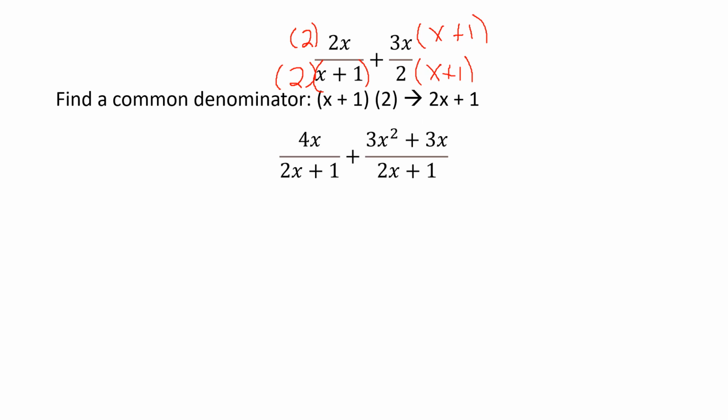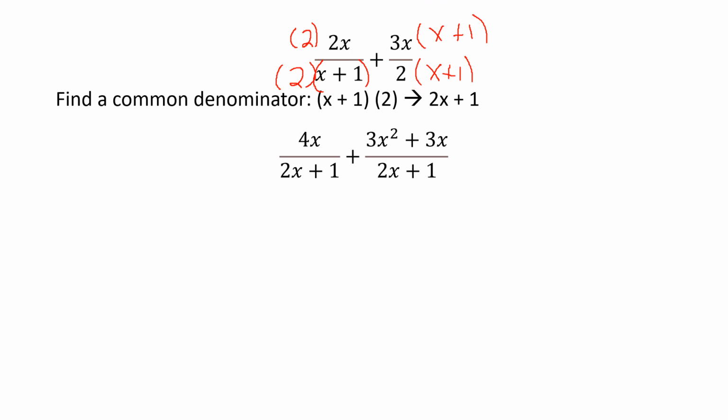2 times 2x is 4x. Now when I'm multiplying this by two things, I have to multiply it to both pieces. So 3x times x is 3x squared. 3x times 1 is 3x. And then my denominator, same thing, distribute that 2 in. Okay? At this point, if your denominators are not exactly the same, you have messed up. All right? So we have found our common denominator by multiplying the fractions by each other.